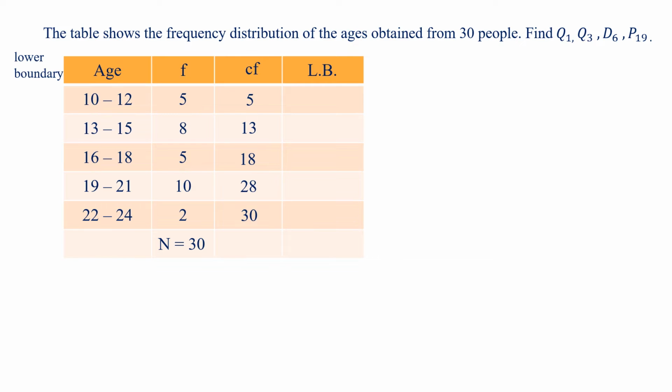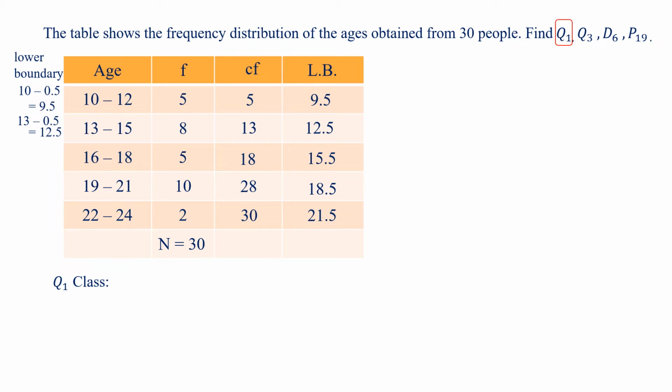Then we have LB, which stands for the lower boundary. To get the lower boundary of the first class, we subtract 0.5 from the lower limit. So 10 minus 0.5 is equal to 9.5. So the first lower boundary is 9.5. The next one is 13 minus 0.5, which is equal to 12.5. The next one would be 15.5, then 18.5, and the last one would be 21.5.